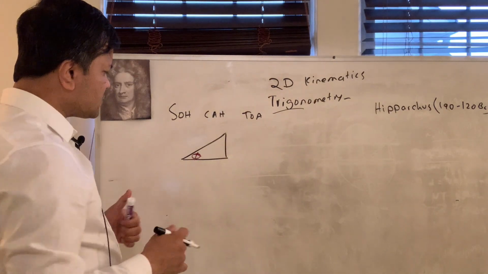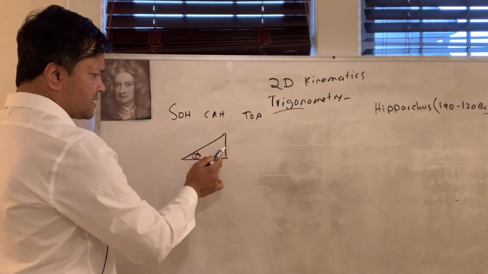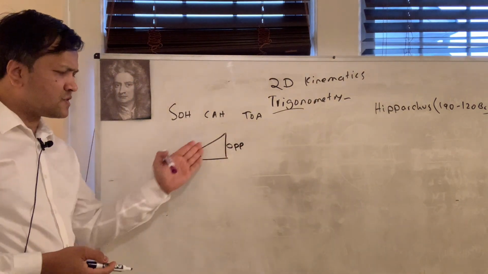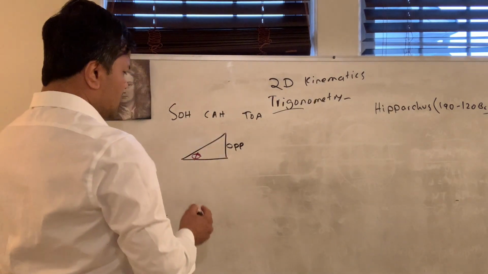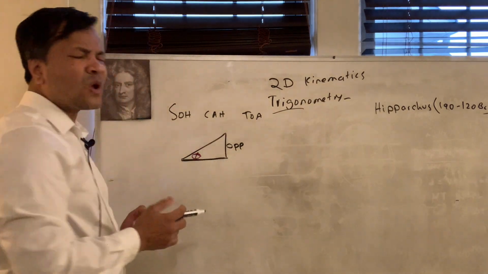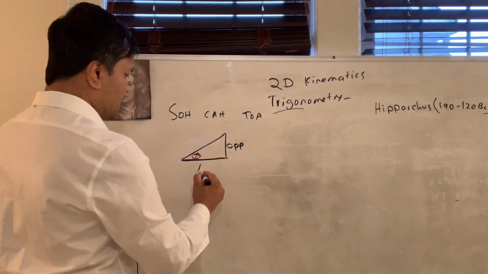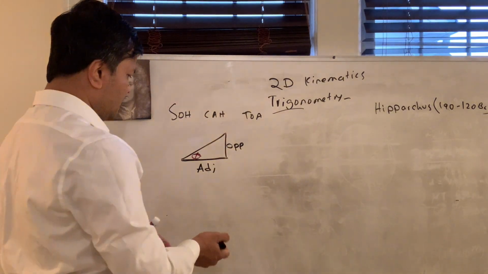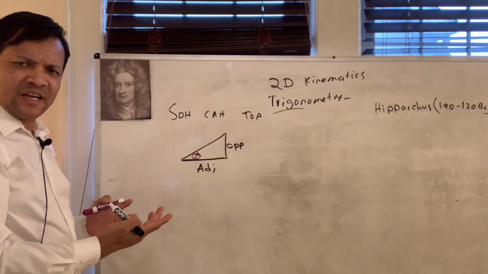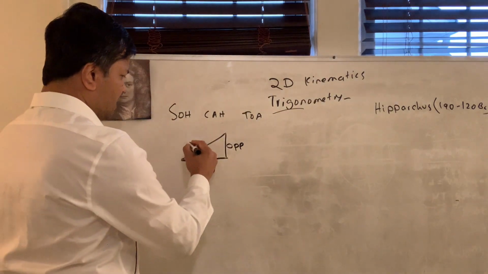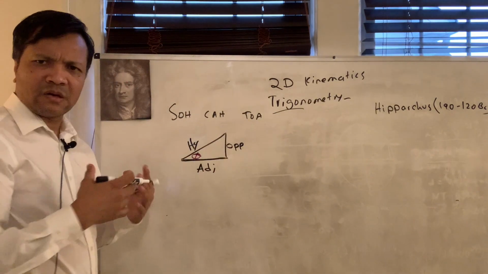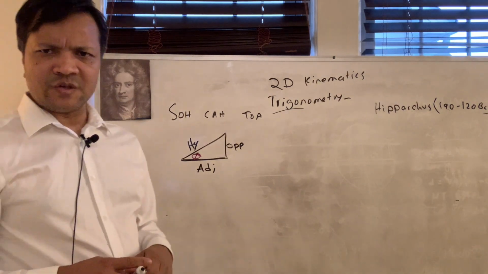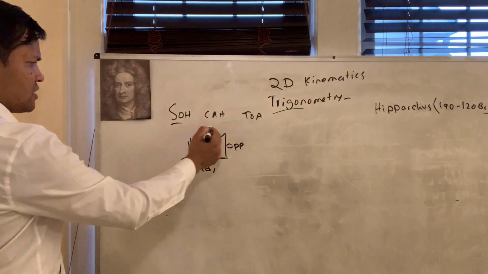All right. So if I look at the other side, I'm going to call it opposite, and that makes sense because it's opposite to the angle. If I look at the nearest, the closest side, I'm going to call it adjacent, because that's the convention. And the longest side I call the hypotenuse, because this is the convention. Now I have the trigonometric ratios.